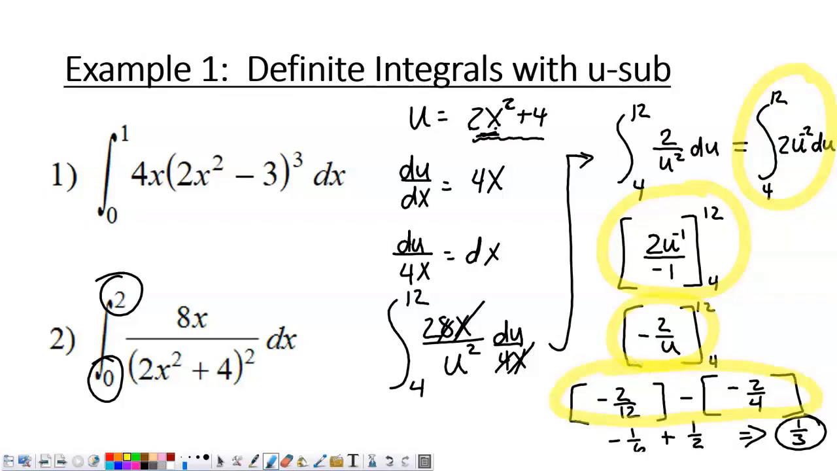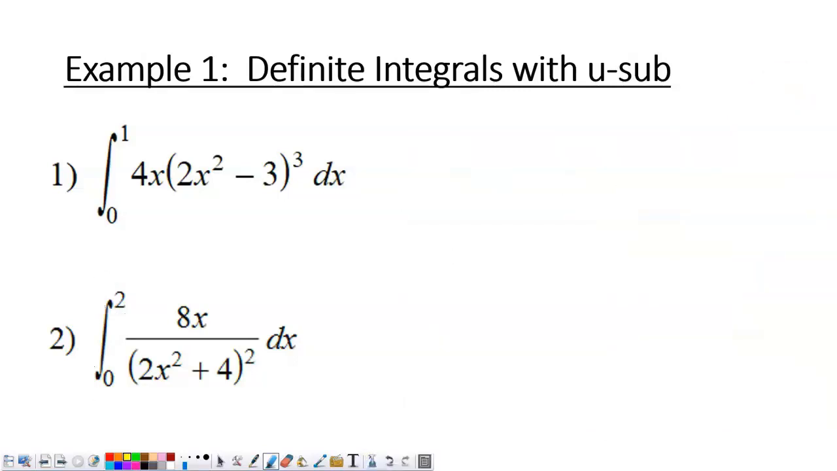-2/12 is -1/6. The double negatives here become positive, and 2/4 is 1/2. And when you add -1/6 to 1/2, you get 1/3. If you need me to work that out for you, I can do that real quick, but that's basically the final answer. So you have -1/6 plus 1/2, right? So we need to get a common denominator.